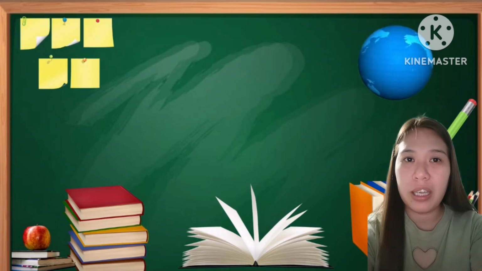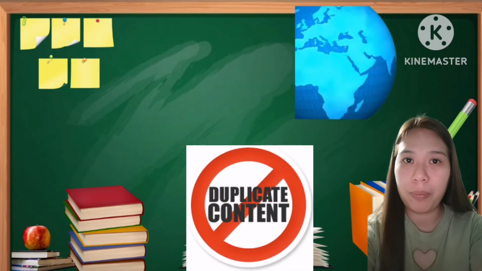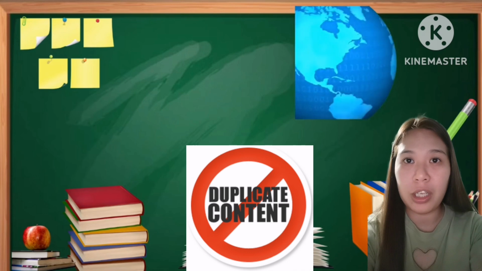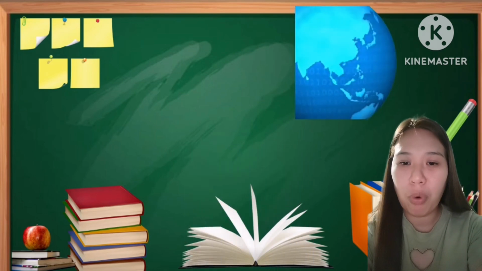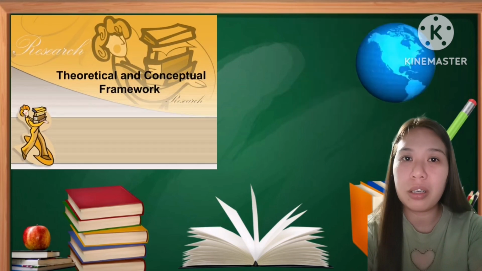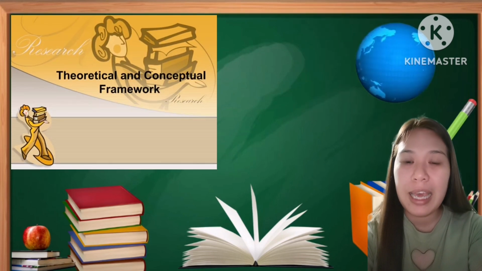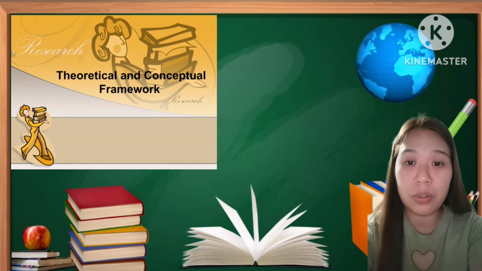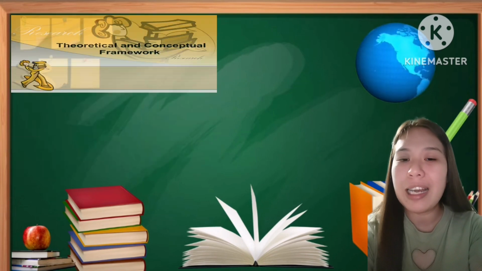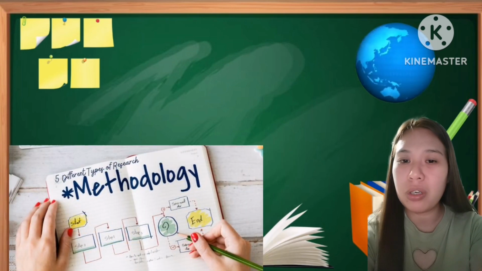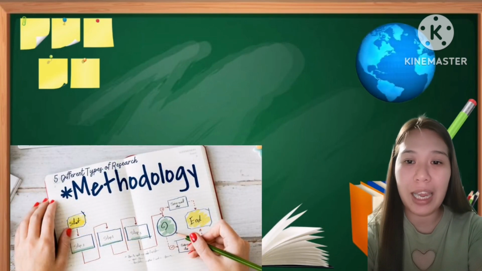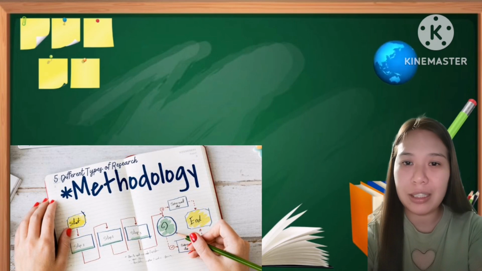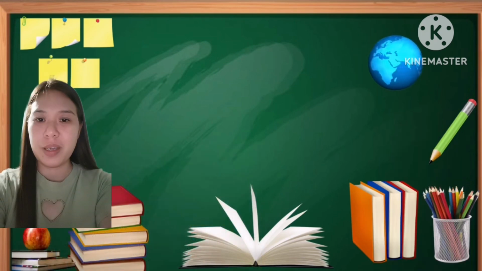The third one is to avoid duplication. You have to ensure that you are not repeating what has already been done. Fourth is to build theoretical or conceptual frameworks. It helps in developing the theories or concepts you will use in your study. And lastly, support methodological choices. It provides rationale for the design, tools, or techniques you are planning to use.